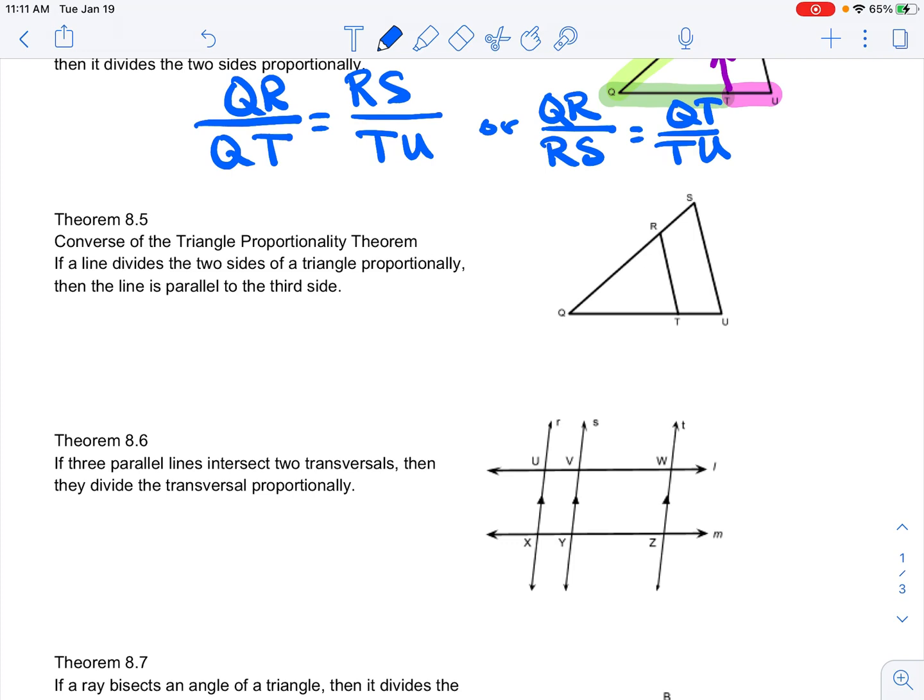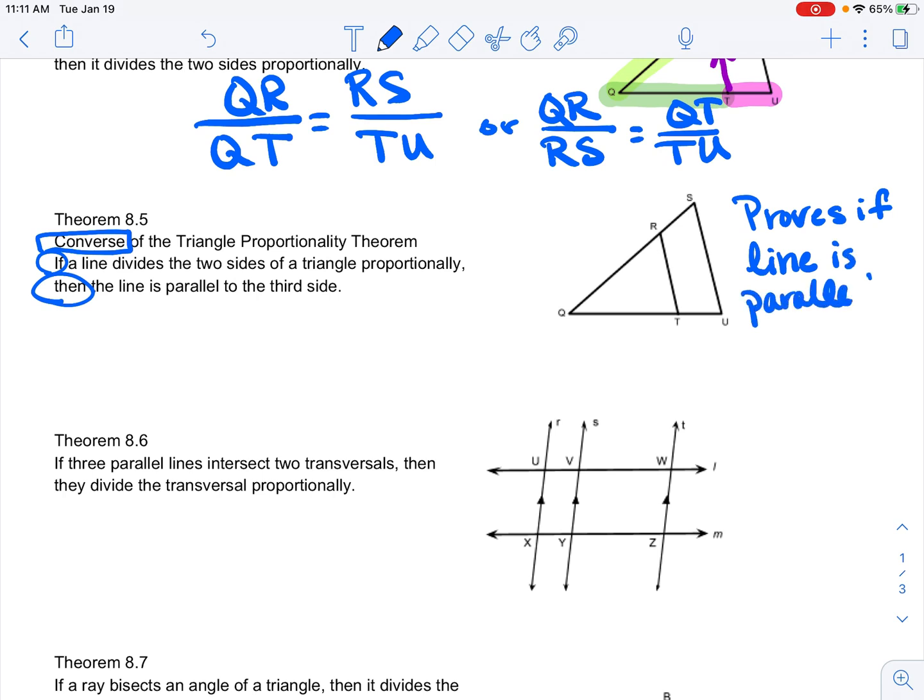Okay, Theorem 8.5 is the converse. So remember that the converse flips our hypothesis and conclusions. So it flips our if and then statements. So if a line divides two sides of a triangle proportionally, then the line is parallel. So this is used to prove if the line is parallel to the sides.